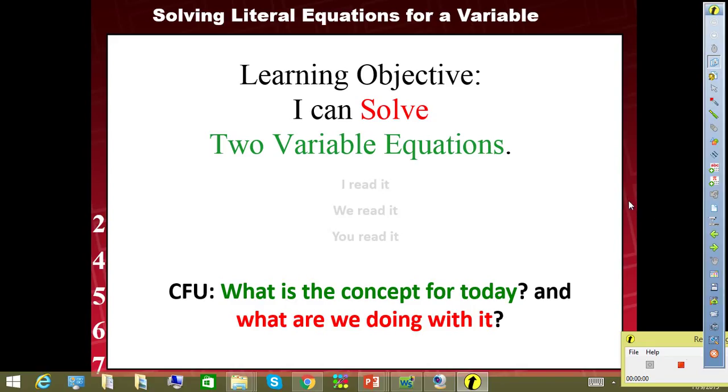All right, our objective for today: I can solve two variable equations. Read together. 1, 2, 3. I can solve two variable equations. So tell your neighbor what the concept for today is. Two variable equations. Exactly, two variable equations. So we're no longer in one variable equations. We're in two variable equations.